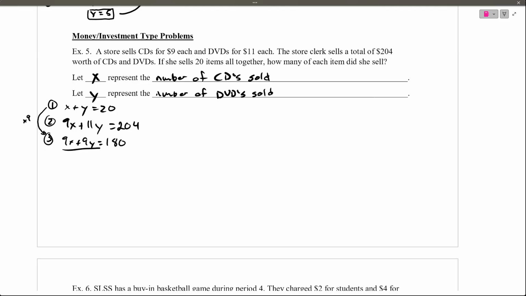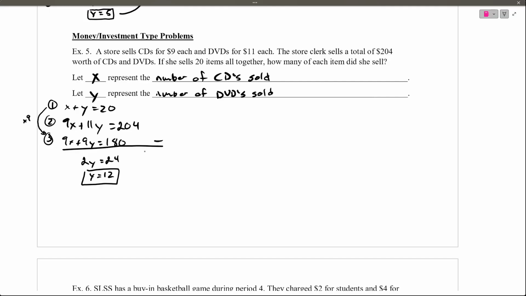So now we got two 9s and they're both the same sign, so we need to subtract. 9x minus 9x, gone. 11y minus 9y, well, that's 2y. And 204 minus 180 is 24. So that means y is equal to 12. So we just figured out that we bought 12 DVDs.